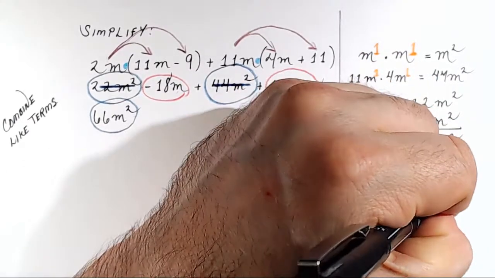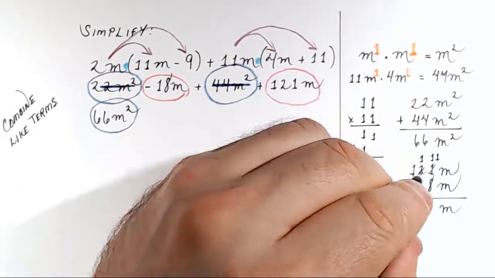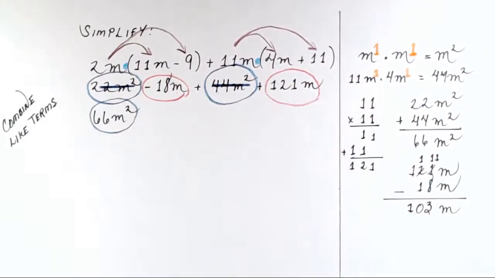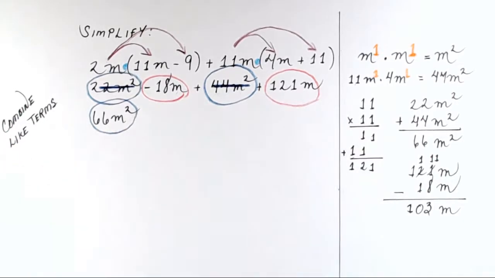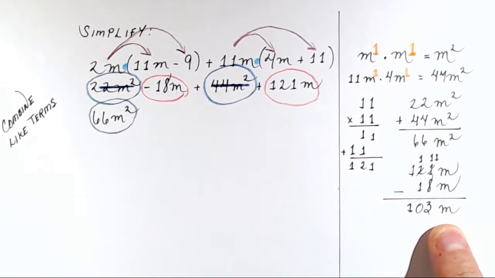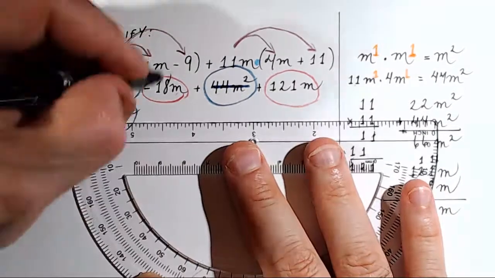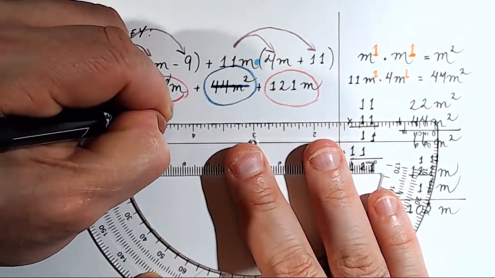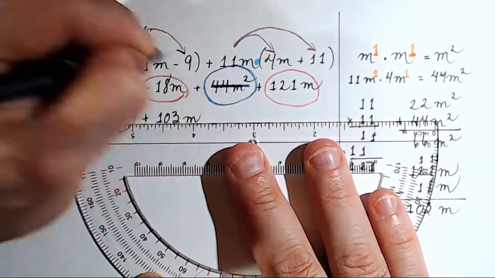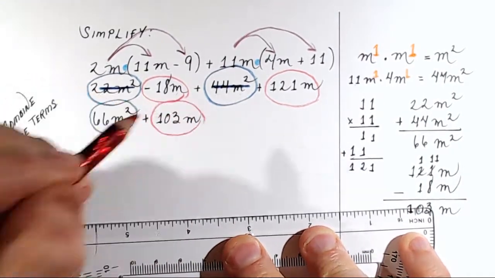11 minus 8 is 3. 1 minus 1 is 0. And 1 minus 0 is 1. So I've simplified negative 18m plus 121m as 103m. It's positive, okay? So go over here and put plus 103m. That's my red term simplified.